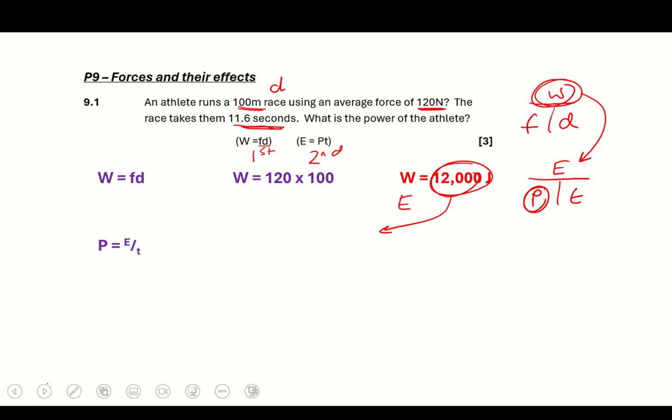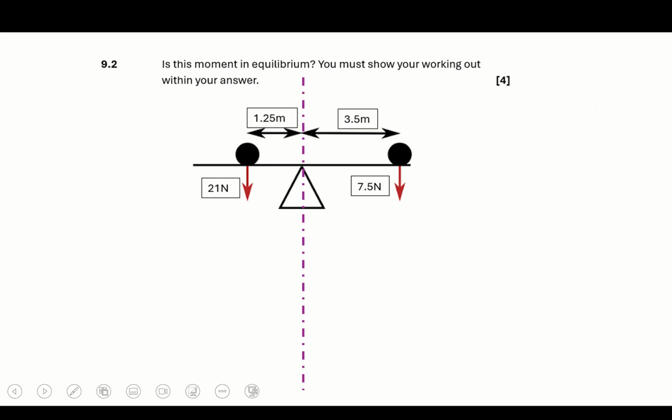So the next part, power equals energy over time. Bring down the work, which is the energy, 12,000. Divide by the 11.6 that it took them to run the race. And we've got the power is 1,034 watts. And you see you've got watts again in terms of a unit. On to the next part.